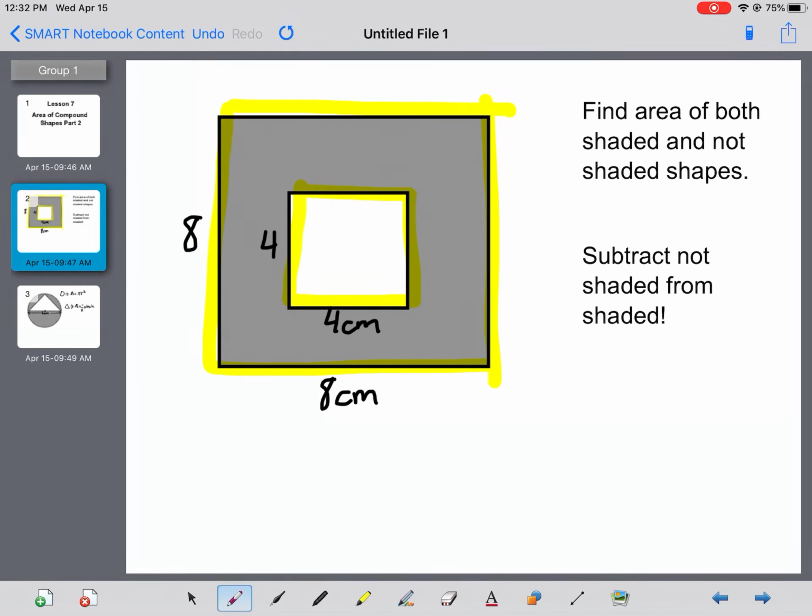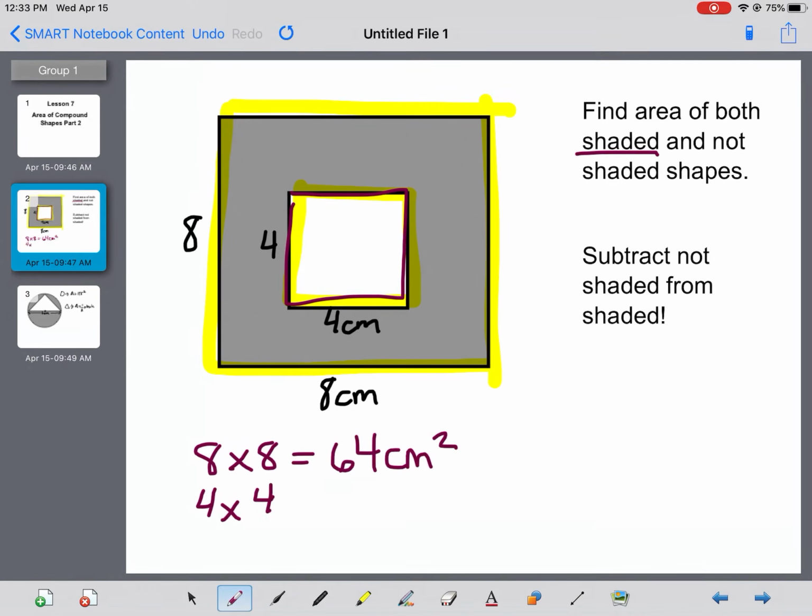And it's very simple to do that. All you have to do is find the area first of the larger shape. So if we remember our formula for squares and rectangles, area equals base times height. All we have to do is 8 times 8 to get 64 centimeters squared. That's the area of our larger shape. Okay, but we need to make sure that we are removing the inner shape right here that has been taken out to find the shaded area.